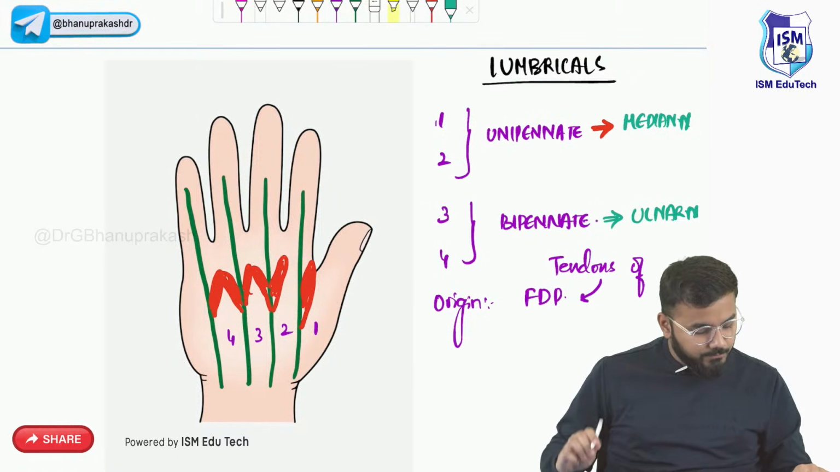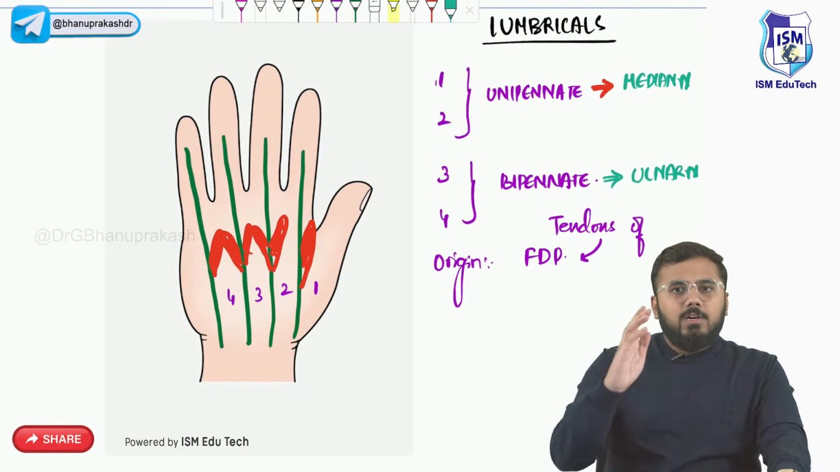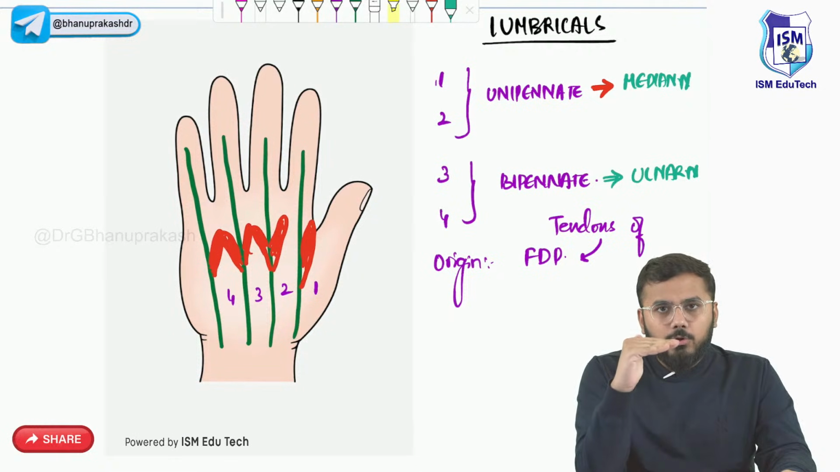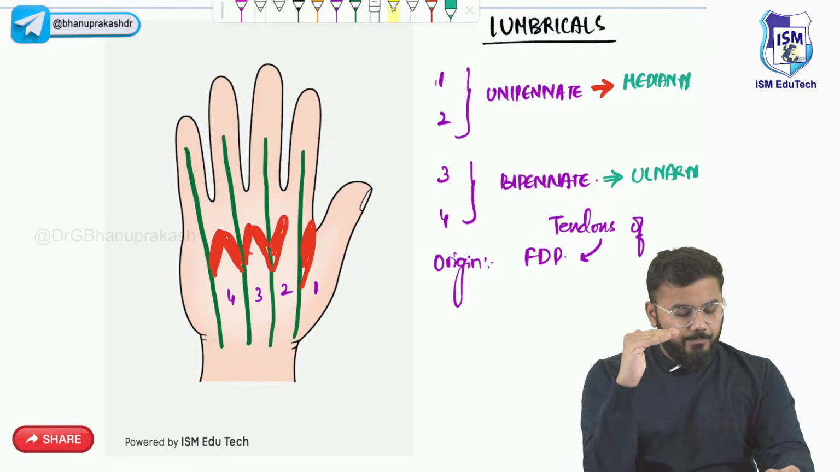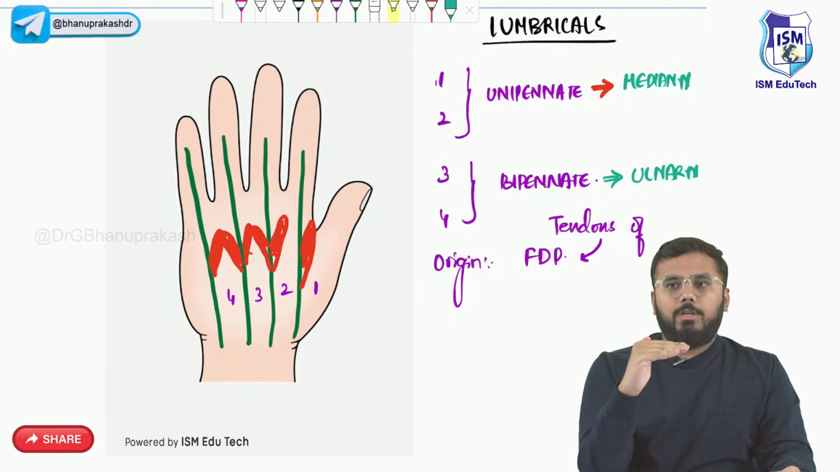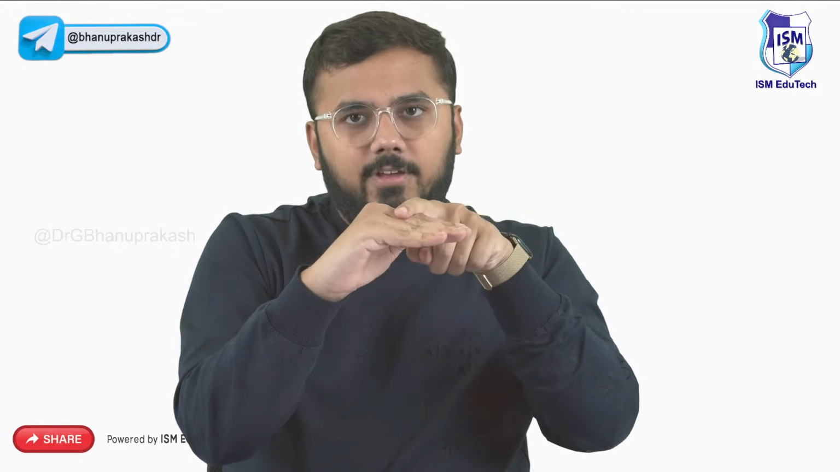Clear, everyone? Now, whenever I discuss lumbricales, the first thing you have to do is put your hand in this manner. Now, what actions can you see here, guys? Anyone? Look here. When you put your hand in this manner, these are your carpals, these are your metacarpals, and these are your phalanges.